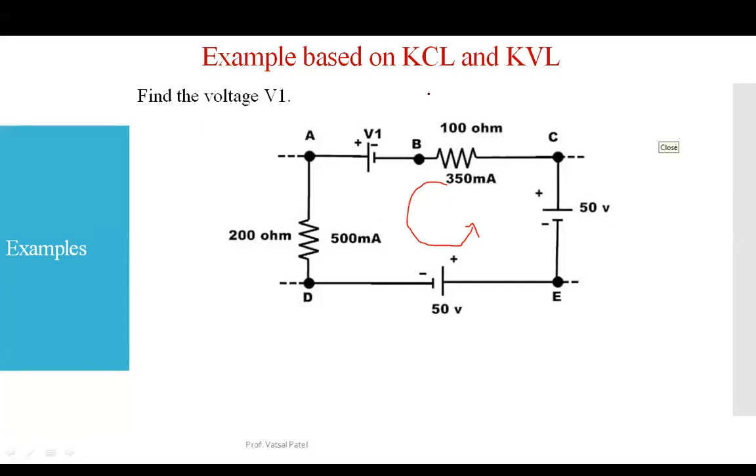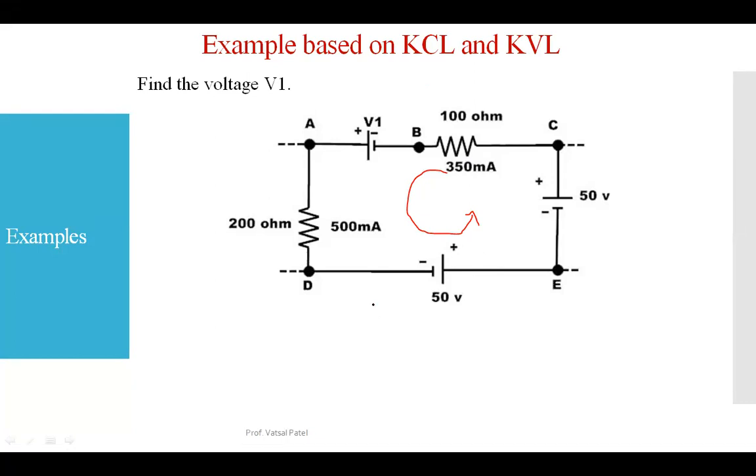The current which is passing through this series resistance, or through this circuit, because the circuit is in a series path, the current will be the same. Are you getting it now?